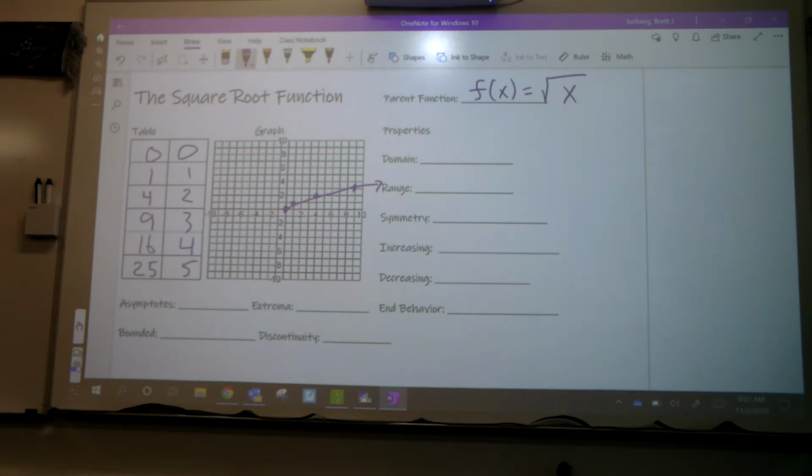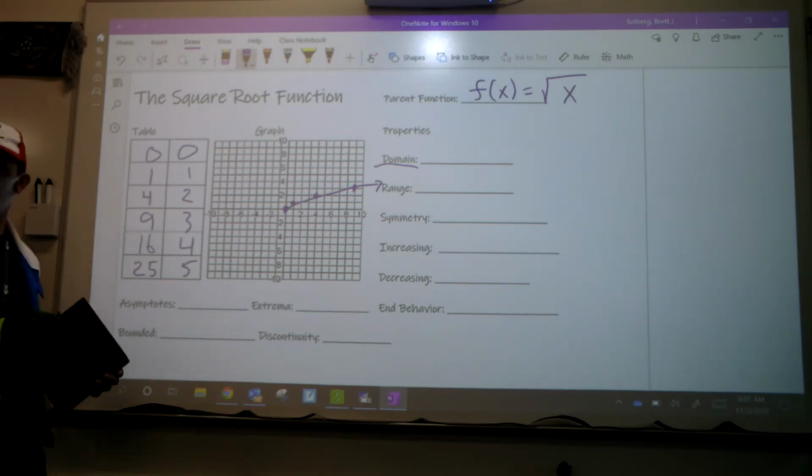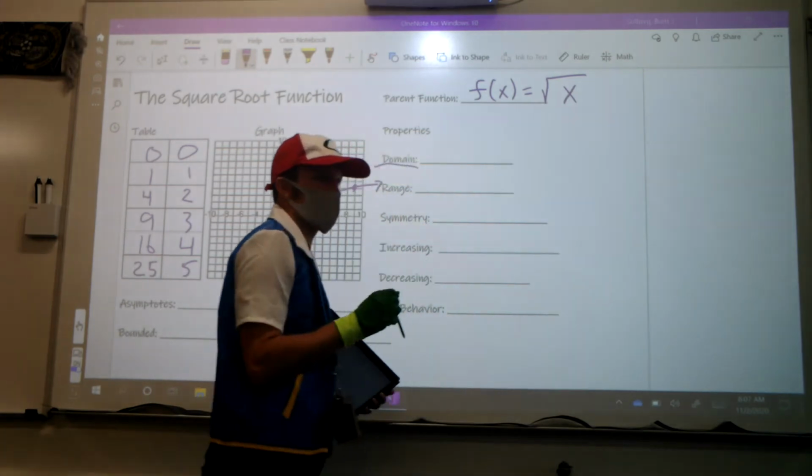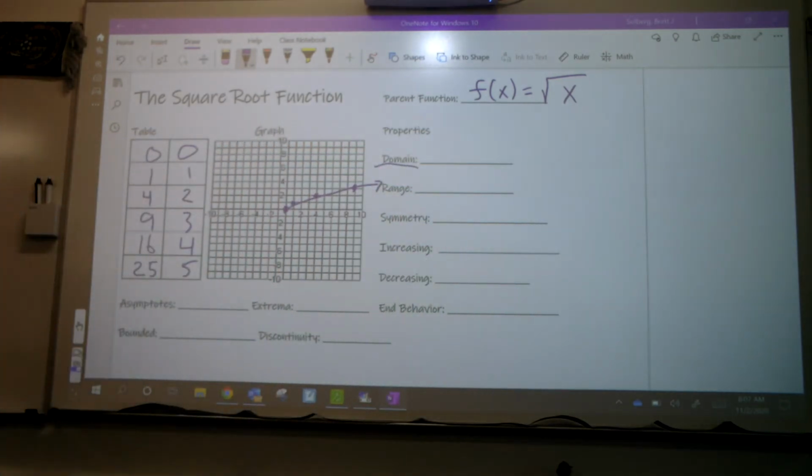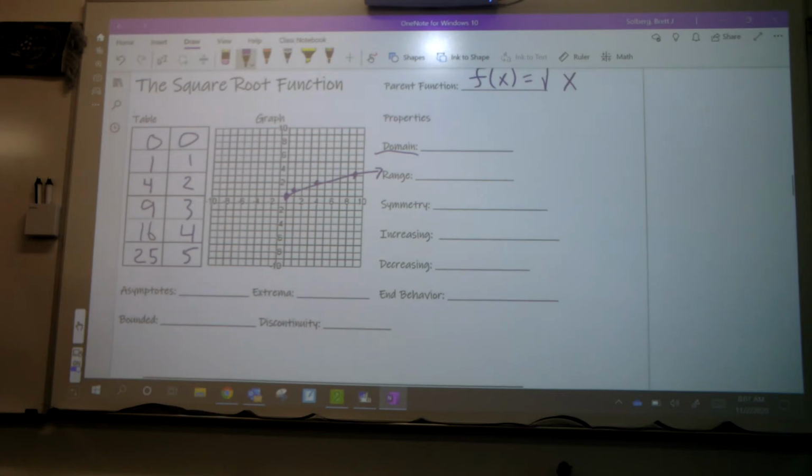Let's start by looking at the domain. Is the domain all real numbers? How come? On the other ones, it was all real numbers. What's different about this one? Well, what are we doing with those negatives, right? We're trying to take the square root of them. Can we take the square root of negatives? No. So where will our domain actually start out? Can we include 0? Because what is the square root of 0? 0. All right. Great. So this is our first one we've seen where the domain is not all real numbers. Okay, what about the range?